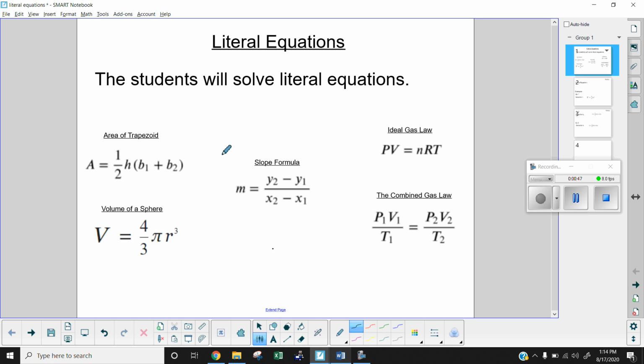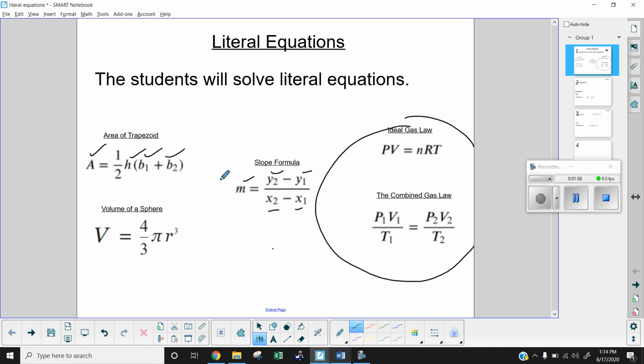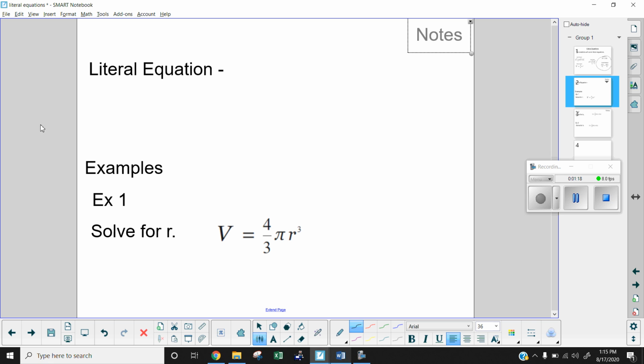Well, literal equations, here are some examples before we get into taking some notes. If you notice, they are equations that have multiple variables in them. They can be formulas. They are very common in science, where you'll have to manipulate different equations different ways, and this practice gives you the skill set to be able to do that. So let's get going. A literal equation is an equation with multiple variables.